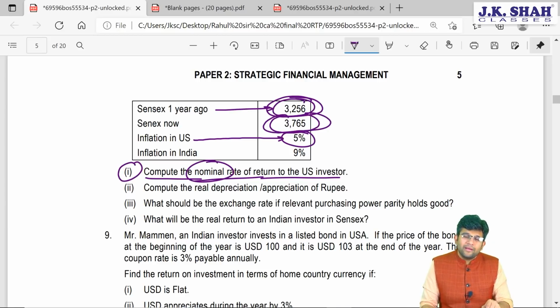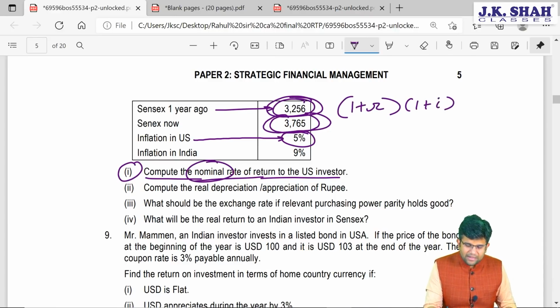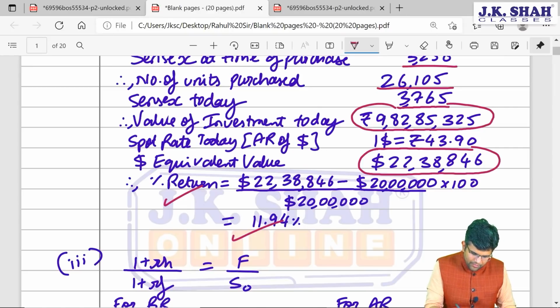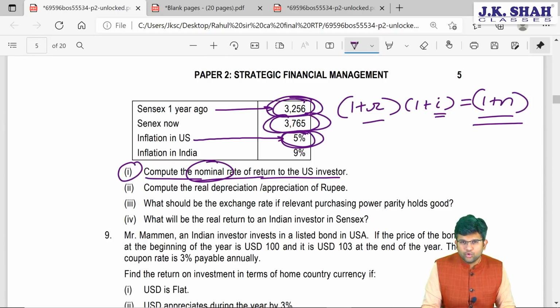Your real return will be less than the nominal return. The formula is given as (1 + R), that is real return, times (1 + inflation), will give you the total return, that is 1 + nominal return. So here, children, we are earning a nominal return of 11.94. Considering there is a 5% inflation, we could have easily found out the real return also, but they are simply asking you to find the nominal return. That point is over, right?